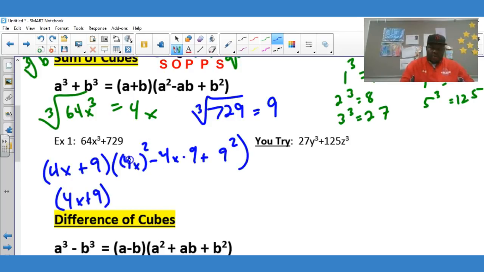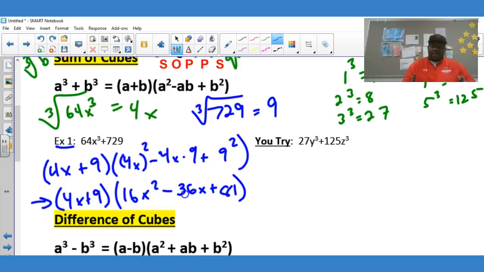Again, square the first term, so 4x squared. Remember, distribute the square to everything in the parentheses, so that's 16x squared. Opposite sign, so minus. Then the product of the two terms in the middle, 4x times 9, is going to be 36x, and then plus, and then square the last term, 9 squared is 81. So this right here, guys, is example 1 factor.